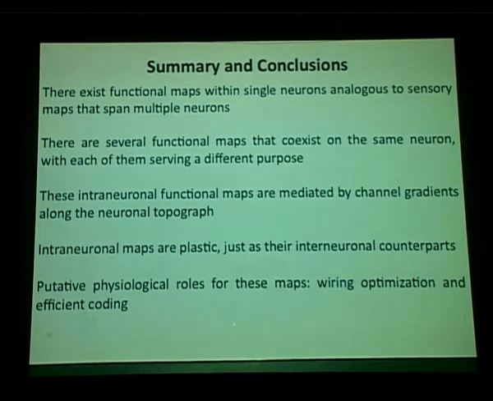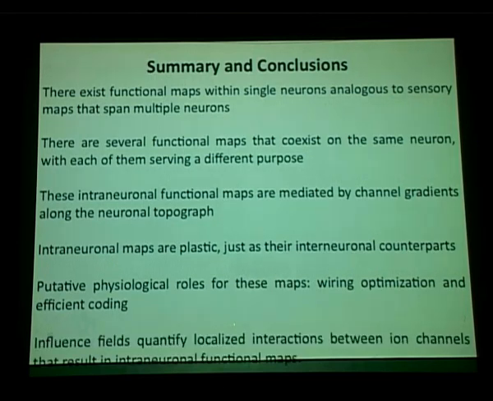So different neurons obviously will have different kinds of maps, different kinds of ion channel densities, different kinds of ion channels expressed, and our suggestion is that that is going to be reflective of the local network statistics at that specific input location, and hence it is different. So influence field forms a simplified quantification for the localized interaction between ion channels that result in the intraneuronal functional maps. Right?